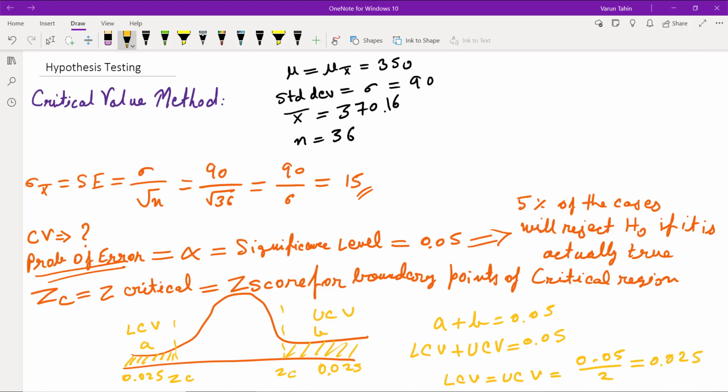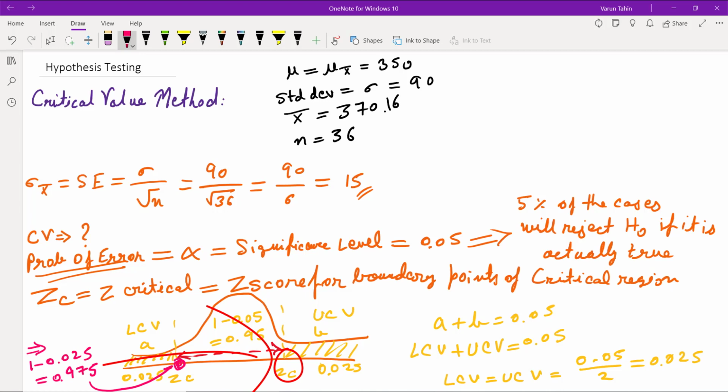Now if this region and this region is 0.05, then what is this region? This will become 1 minus 0.05, which is 0.95, correct? So let me mark this as red. Now what if we want to find the normal cumulative probability of this point ZC? We will subtract 0.025 from 1, right? So this will become 1 minus 0.025, which is 0.975, which is the cumulative probability till this point.